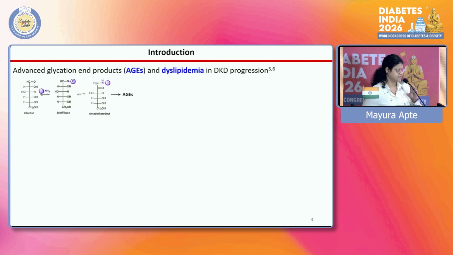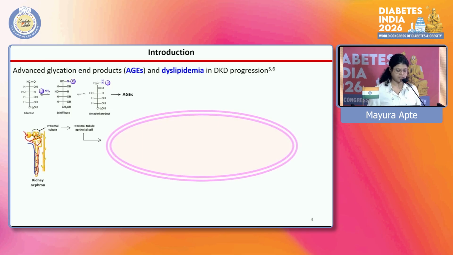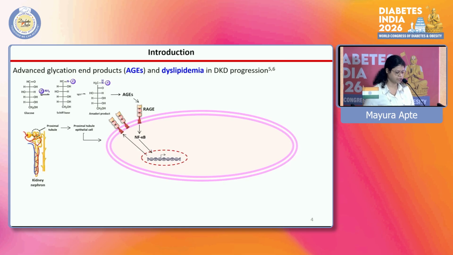So, as I said earlier, glycation is a non-enzymatic reaction occurring between the free amino groups of the protein and the free carbonyl groups of the sugar, leading to the formation of AGEs. These AGEs bind to the receptor RAGE, further activating NF-kappa B, the downstream signaling, and upregulating RAGE in a positive feedback loop.